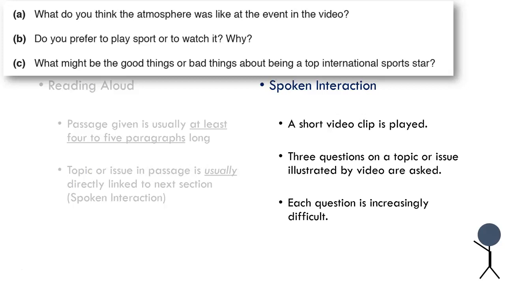question, but basically what it means is the third question always requires you to think larger, to think bigger, beyond yourself, beyond your immediate sphere of understanding of the world, right? And think about what other people might think, how other people might be affected, right? So on and so forth. So in this case, they're asking you to think about the good or bad things about being a top international sports star. Right, so this is the structure of your spoken interaction.